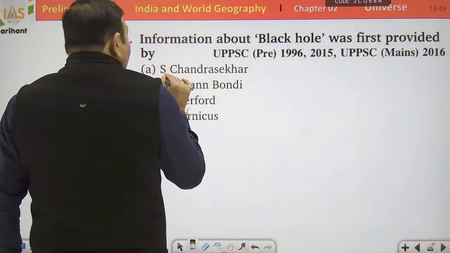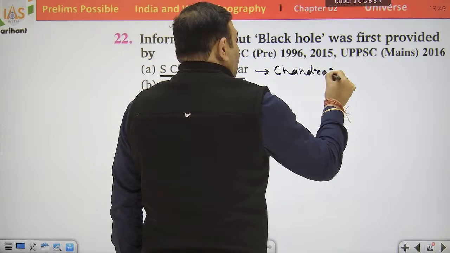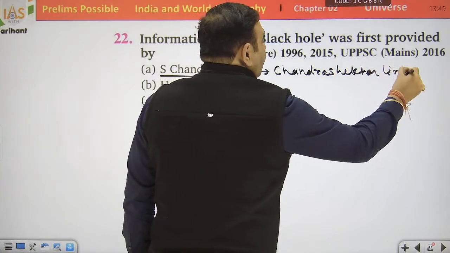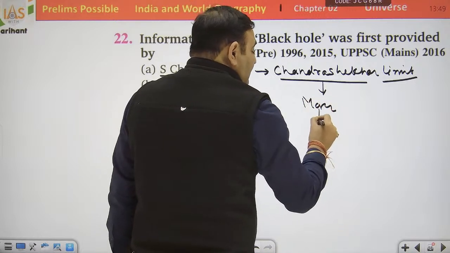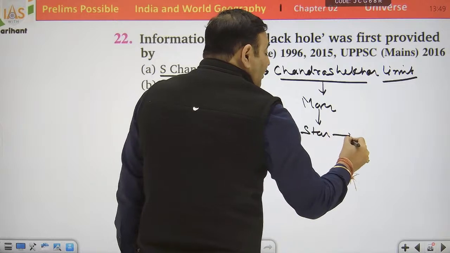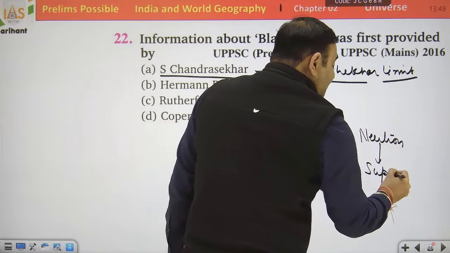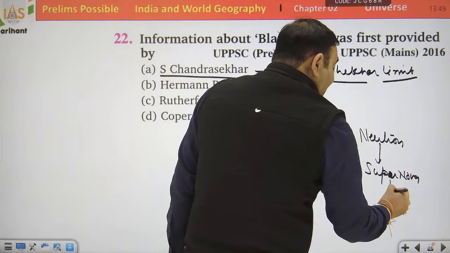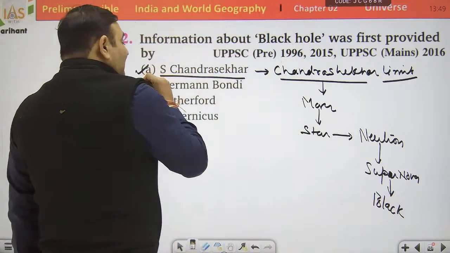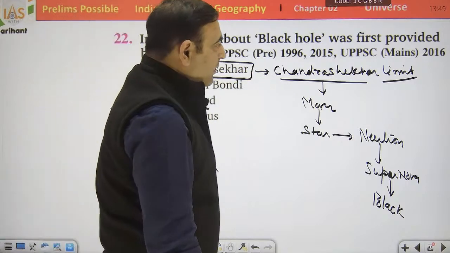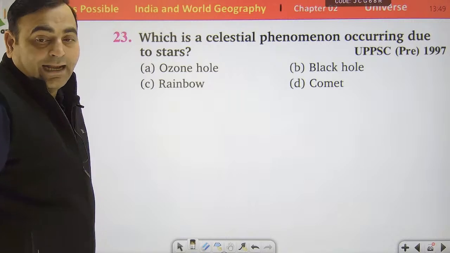This theory was given by S. Chandrasekhar. He gave the Chandrasekhar limit. What is it? The Chandrasekhar limit is the limit of a mass after which the star is converted into a neutron star, and after which it is converted into a supernova. This is a high explosion, and after the high explosion, the formation of a black hole persists. Clear? So Chandrasekhar gave the limit after which a condition is formed to create a black hole.